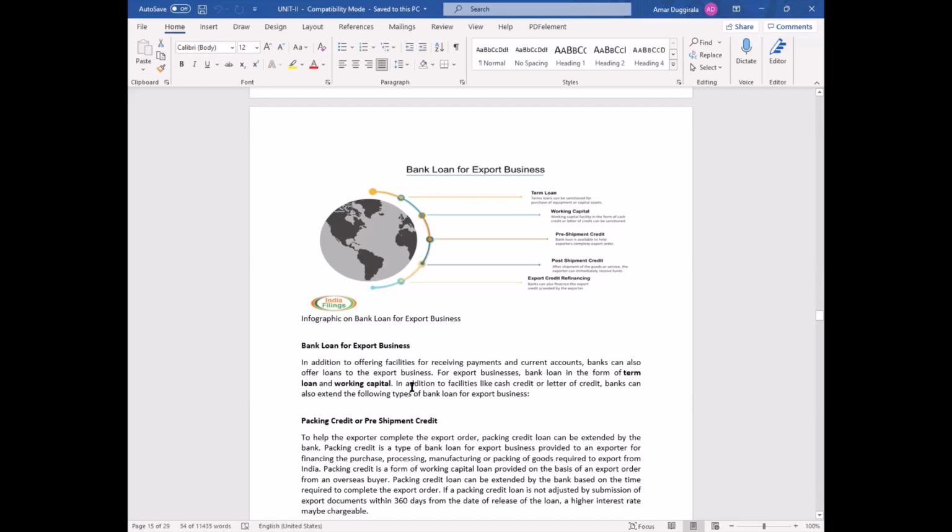So this is where your unit 2 gets over. If you have any questions on unit 2 related to how employment of funds happen for loans, types of loans, profitability, liquidity, long-term financing, short-term financing, right? Types of secured loans, types of charges created on securities, properties, and bank loan for export business, please let me know. And this is the last lecture.